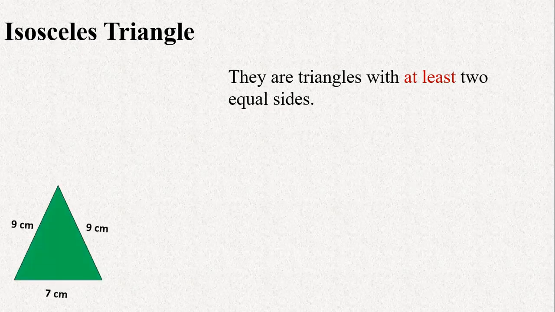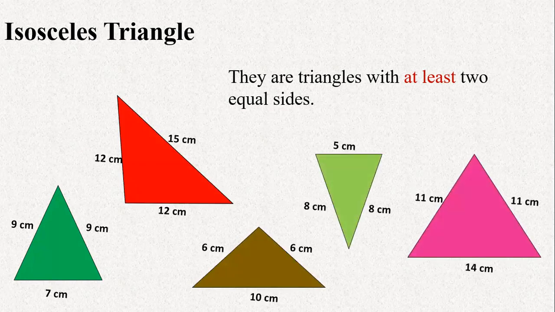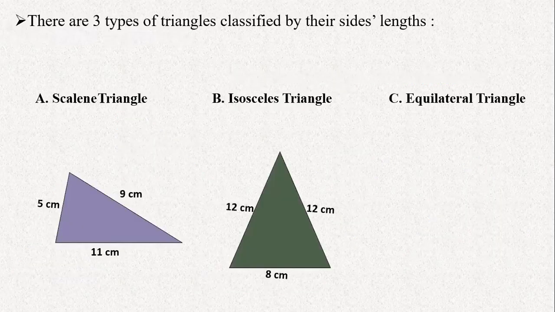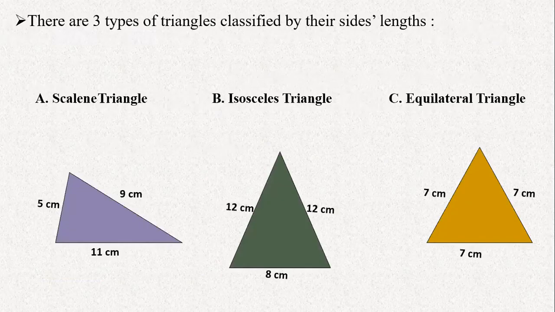Okay, let's look at some examples. Look, all these triangles have 2 equal sides, right? So we call them isosceles triangles. Until now, we talked about 2 types, and the last one is the equilateral triangle. And here is an example for it. When we look at the examples, what can we say about sides? I can hear you. Yes, all its sides are equal, right?